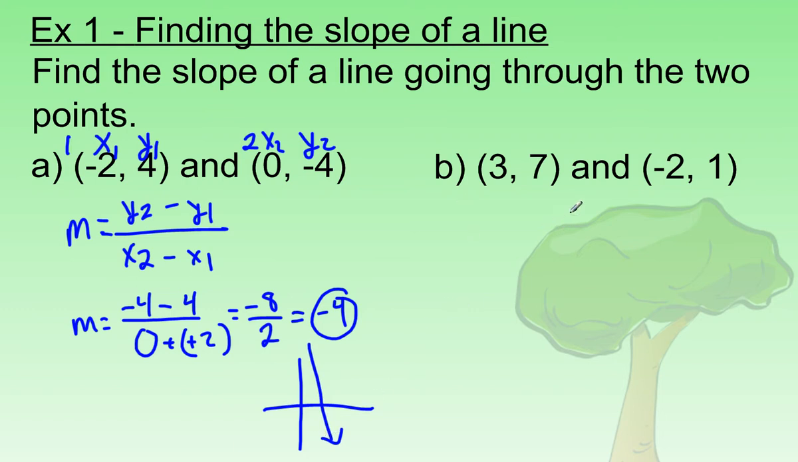Letter B. Same thing. m equals y2 minus y1 over x2 minus x1. So I'm going to label my points x1, y1, x2, y2.